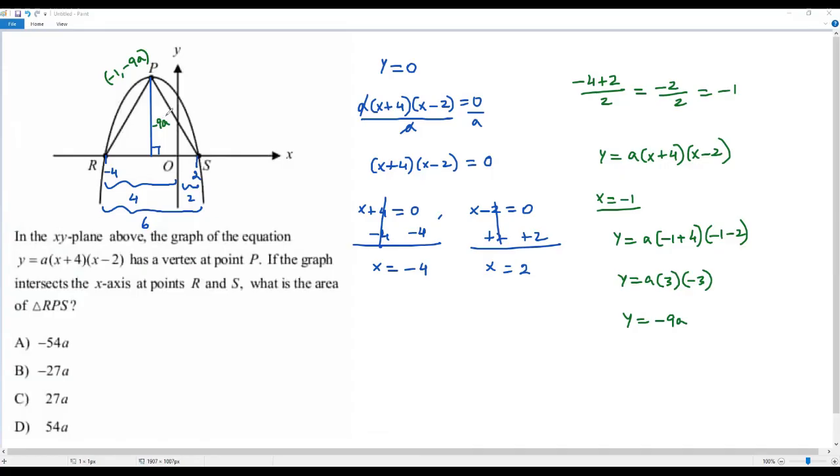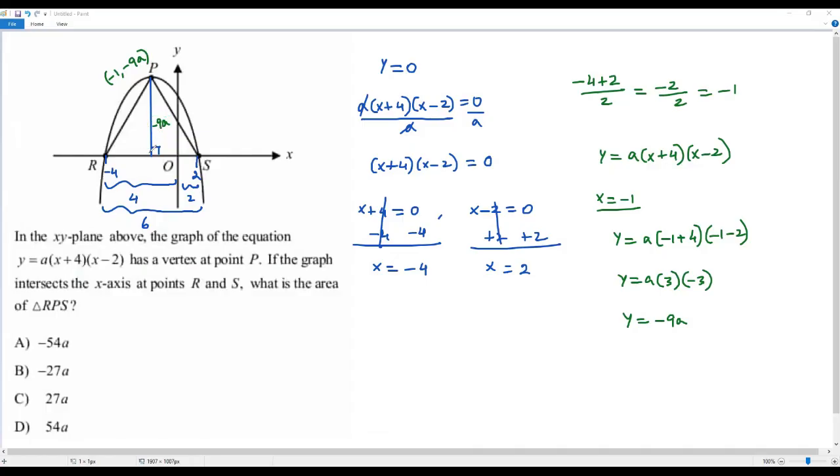Here we may think the height of the triangle is a negative value. Actually, this negative 9a is not negative, it is positive. Negative 9 is multiplied by a, and a is negative, because a is the leading coefficient and the parabola opens down, so the leading coefficient a has to be negative. When I multiply negative 9 by a negative value, negative 9a is positive, so the height of the triangle is positive.